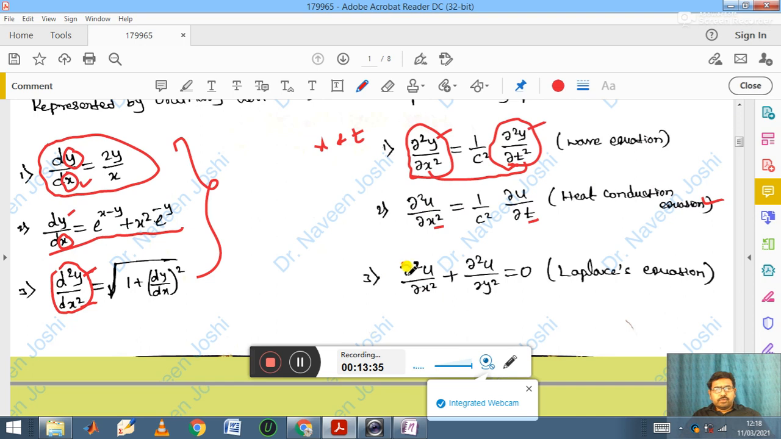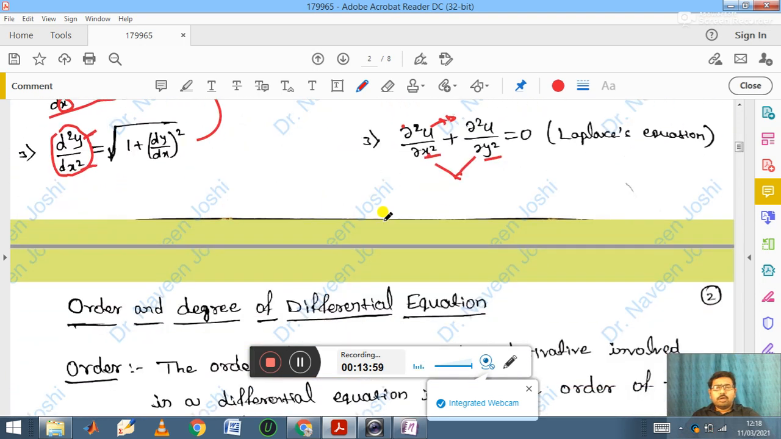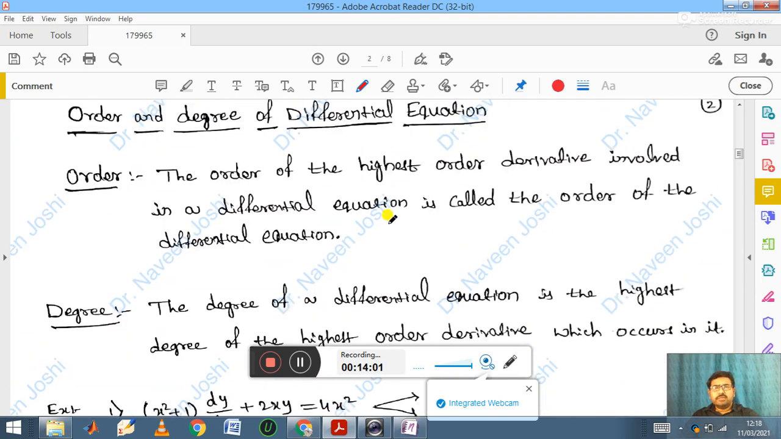Then third example, ∂²u/∂x² plus ∂²u/∂y². Here u is the dependent variable and x and y are the two independent variables. So here two independent variables means, of course, it is a partial differential equation. Then let us see what is order and degree of the differential equation.